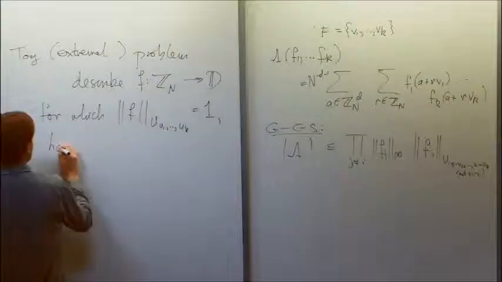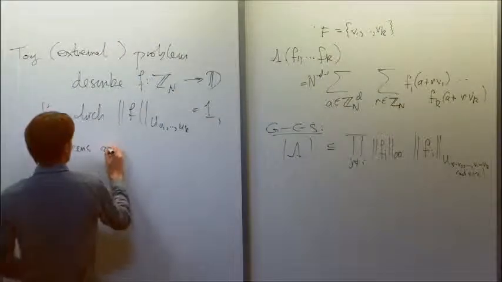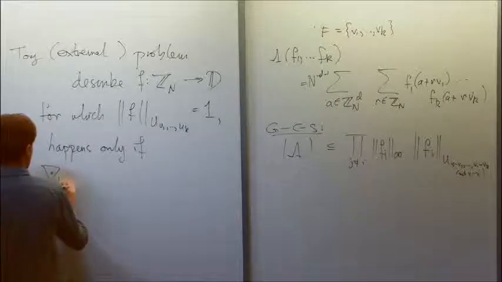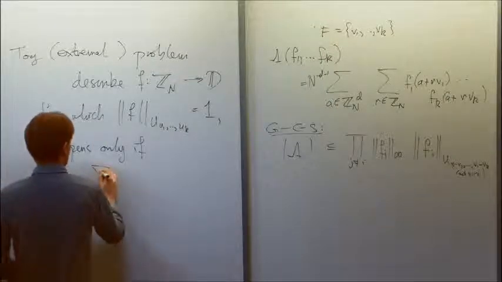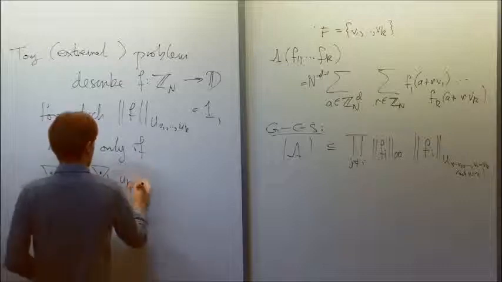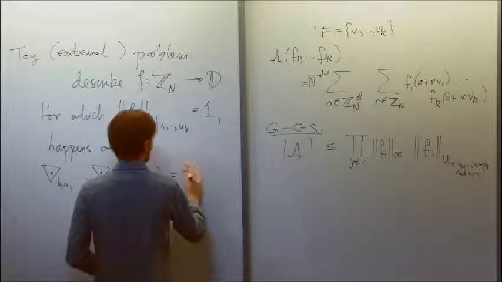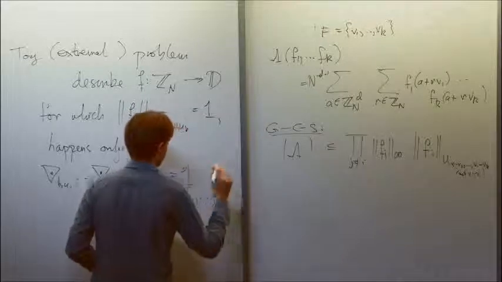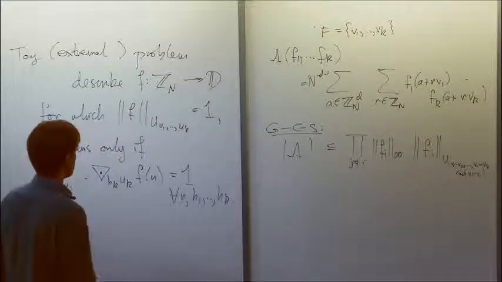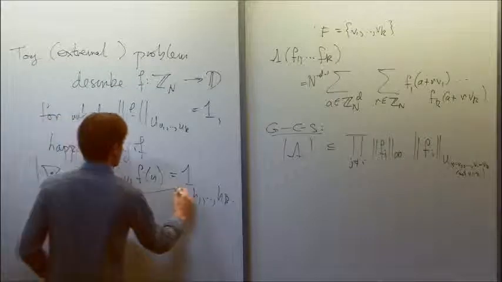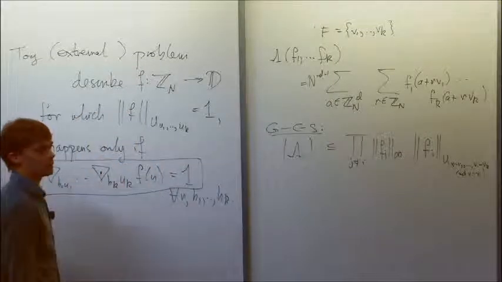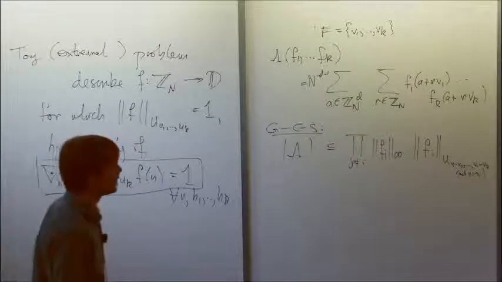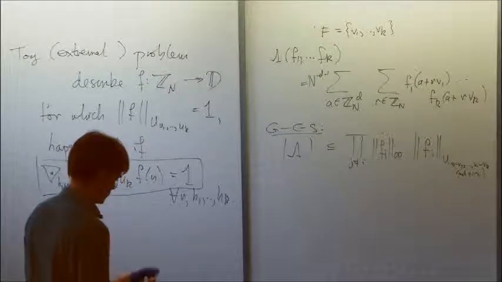And this happens only if this expression inside the average is actually identically equal to 1, for all n, h1 through hk. So the problem I want to talk about is describing those functions f that satisfy this equation. So this is now an algebraic problem. Hopefully, it's simpler than the full inverse problem.